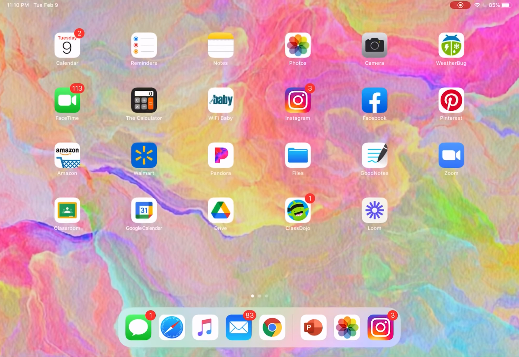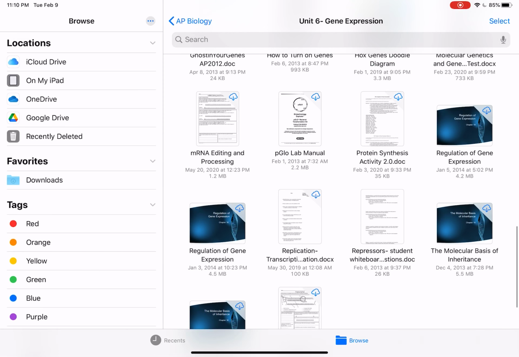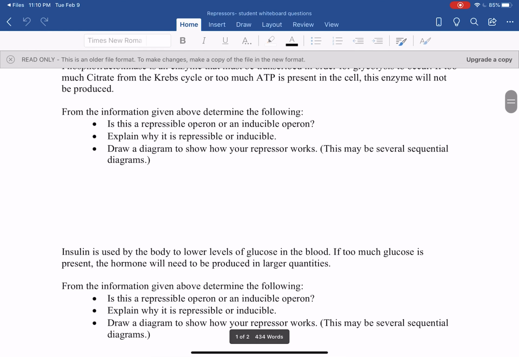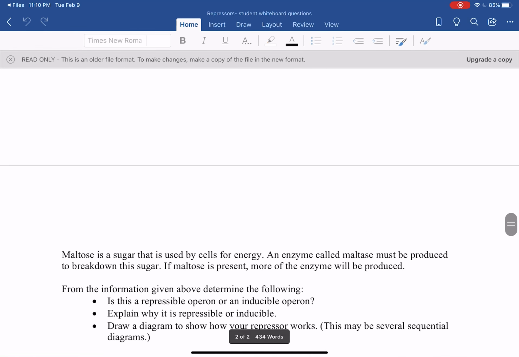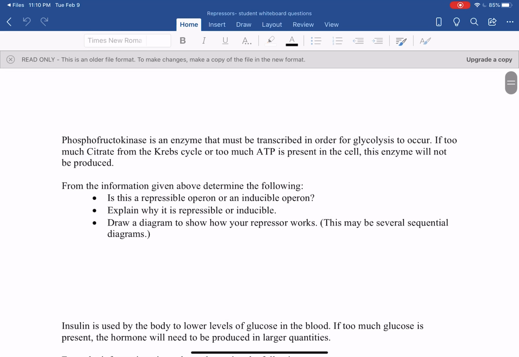All right, so what I want you to try today is you have an assignment. I called it an Operon worksheet, but it doesn't have a title on it. So this is what it looks like. There are about six scenarios that I want you to walk through. For each one, you have to say if it's a repressible operon or an inducible operon. You have to explain why. And then it tells you to draw a diagram for each one.